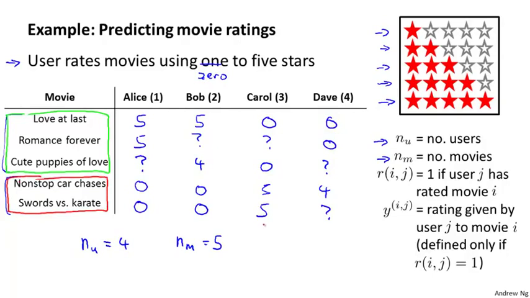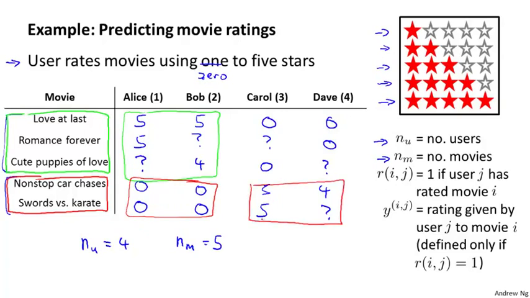And if you look at this small example, it looks like Alice and Bob are giving high ratings to these romantic comedies or movies about love, and giving very low ratings to the action movies. And for Carol and Dave it is the opposite, right? Carol and Dave, users 3 and 4, really like the action movies and give them high ratings, but don't like the romance and love type movies as much.